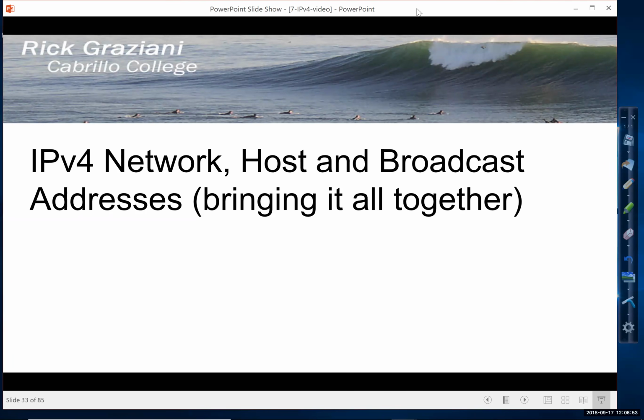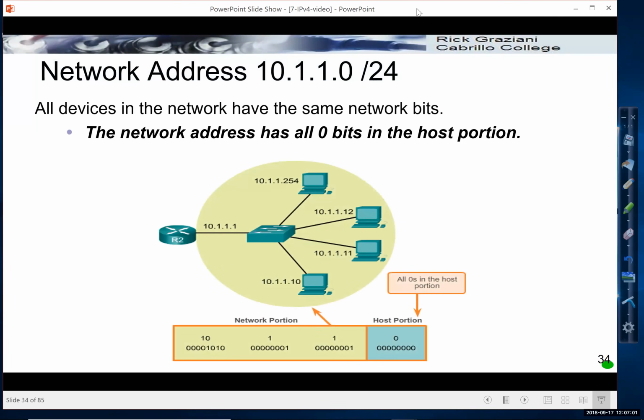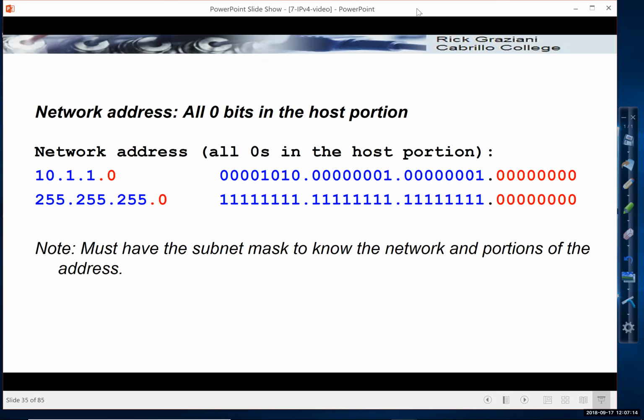Hi, in this video, we're going to bring some stuff together. We're going to talk about the IPv4 network, host, and broadcast addresses. So, network address. We talked about this before, but the network address has all zeros in the host portion. As we can see there.